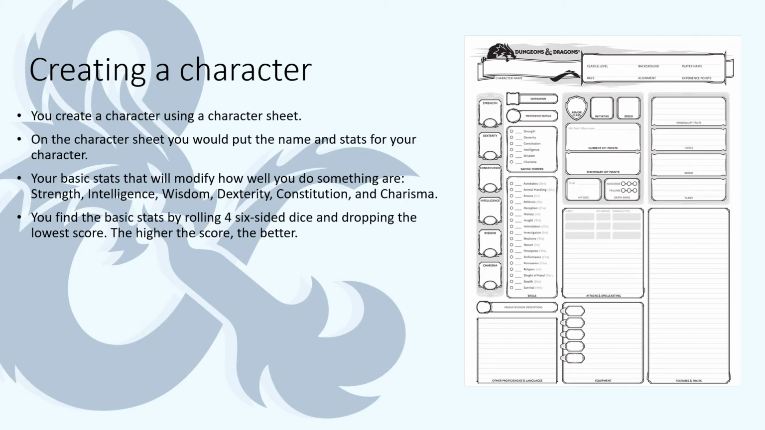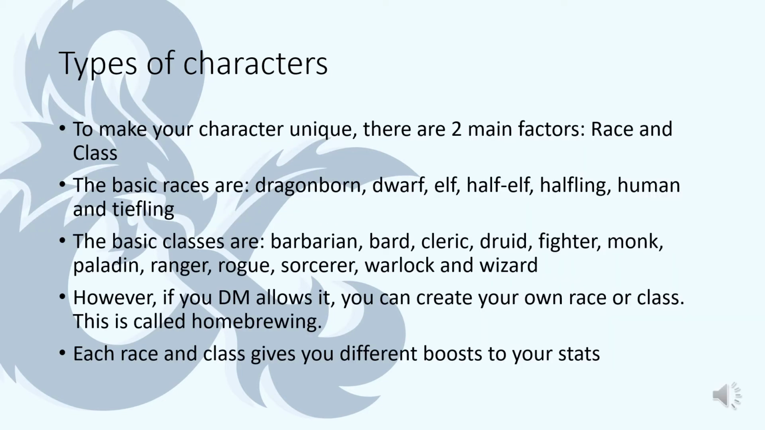On the character sheet, you will also add information that makes your character unique, like flaws and a backstory. There are many different types of characters. To make your characters more individual, there are 2 main factors, race and class. The basic races are Dragonborn, Dwarf, Elf, Half-Elf, Halfling, Human, and Tiefling. The basic classes are Barbarian, Bard, Cleric, Druid, Fighter, Monk, Paladin, Ranger, Rogue, Sorcerer, Warlock, and Wizard.